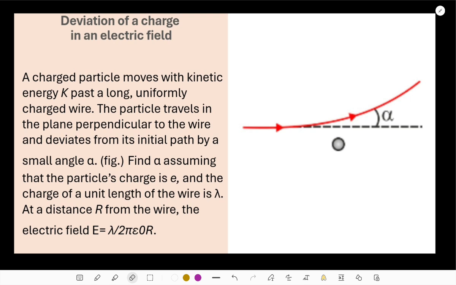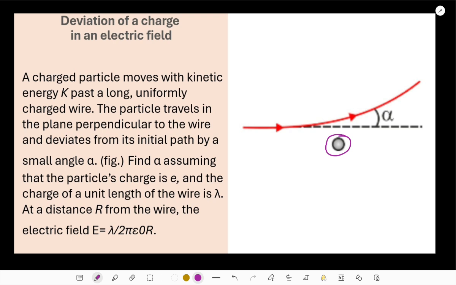It says a charged particle moves with the kinetic energy K past a long uniformly charged wire. Perhaps this is the long charged wire and its front view is shown here, and the particle travels in a plane perpendicular to the wire, and deviates from its initial path by a small angle alpha. Find alpha, assuming that the particle's charge is e.